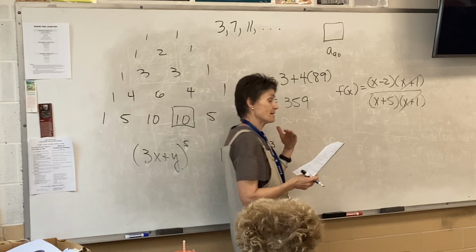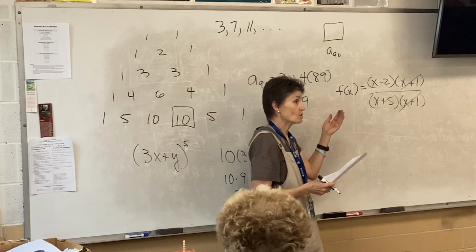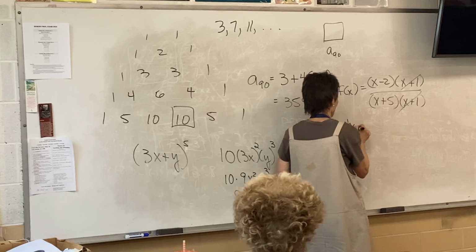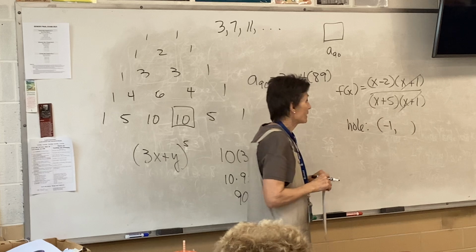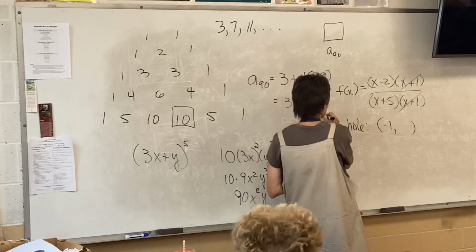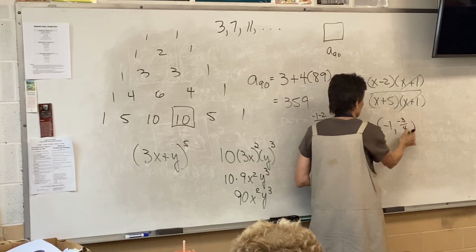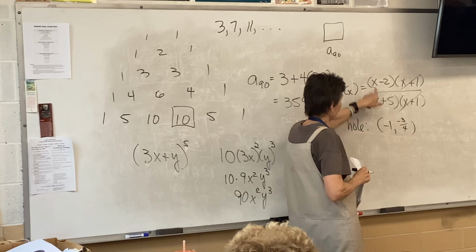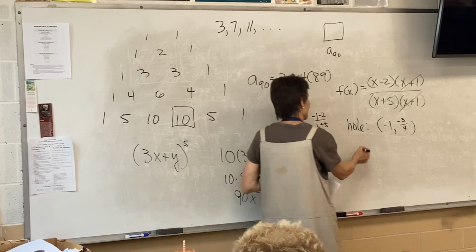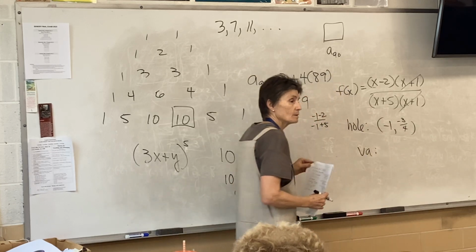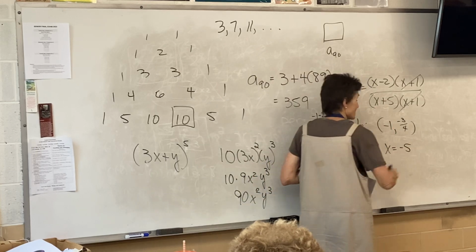They're just going to ask you a question about this graph. So if they said, where is the hole? You would say the hole is where x is -1, right? And then you would plug -1 in and get -3/4. Just by putting -1 in, what's left? The question might be, where's the vertical asymptote? The vertical asymptote comes from the denominator, so x equals -5.